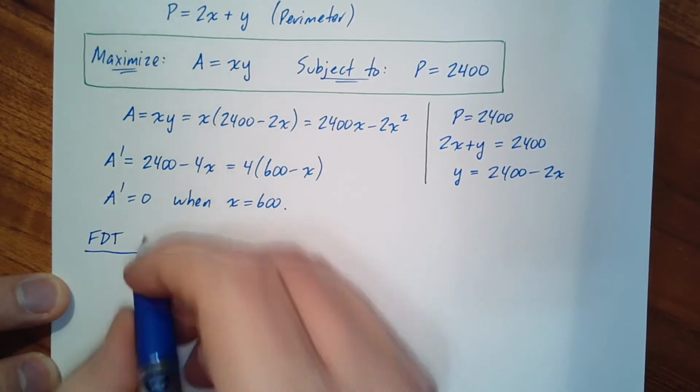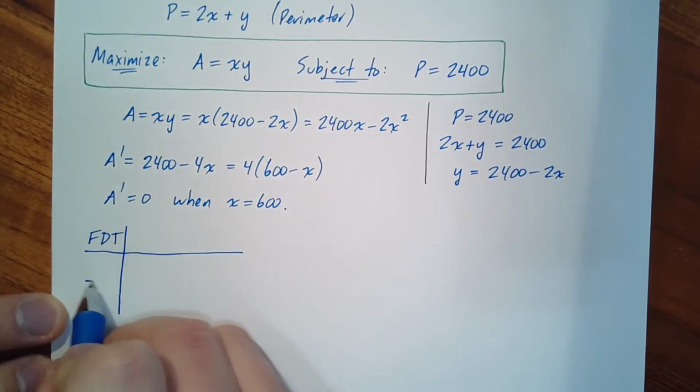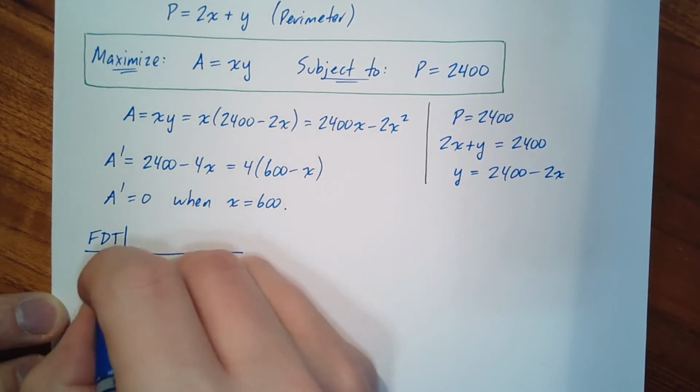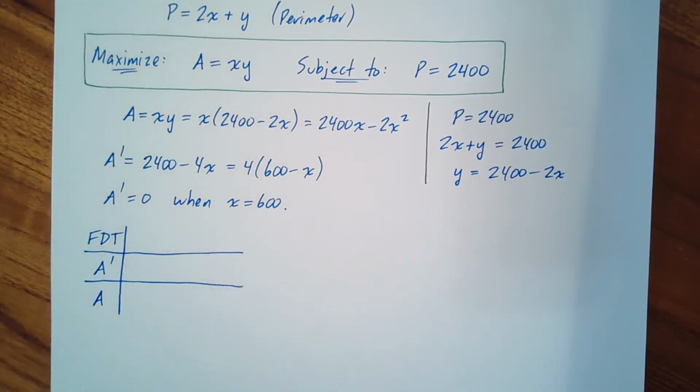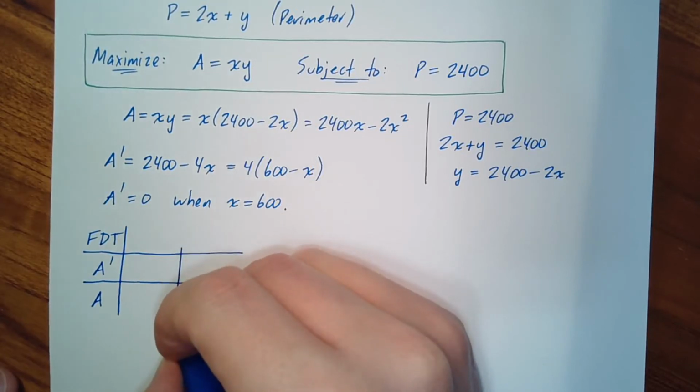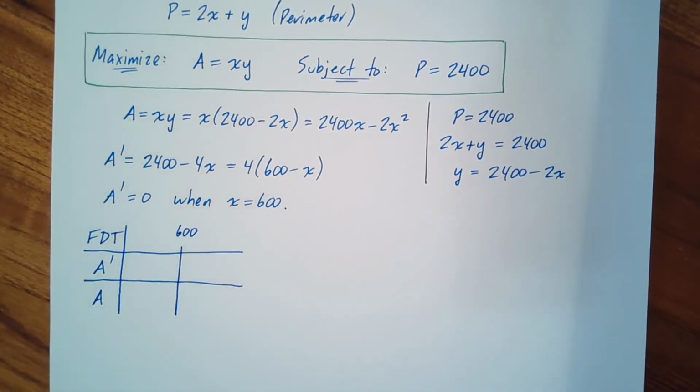So we can set up our first derivative table. Let's do one row for A prime and one row for A. Right, and we've got our one critical number of 600. So this is nothing new. This is just what we've always been doing in Chapter 4, or more specifically in Sections 4.2, 4.3 and 4.4. The only difference is that instead of just some function f that has no connection with reality, we have a concrete function of a single variable that happens to represent a real-life quantity, which is the area of this rectangular field that we're trying to enclose.